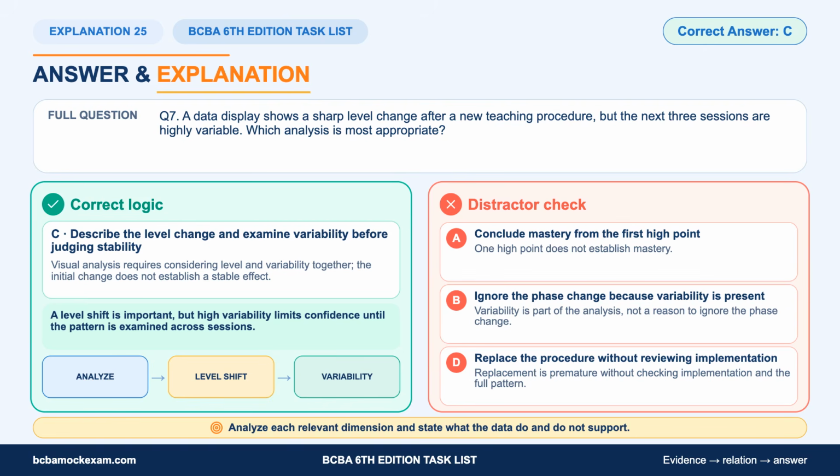A. One high point does not establish mastery. B. Variability is part of the analysis, not a reason to ignore the phase change. D. Replacement is premature without checking implementation and the full pattern. Analyze each relevant dimension and state what the data do and do not support.